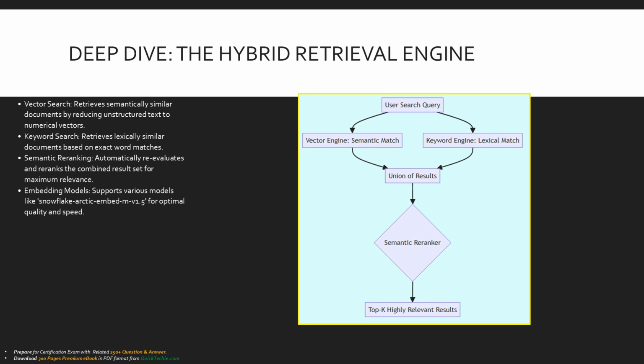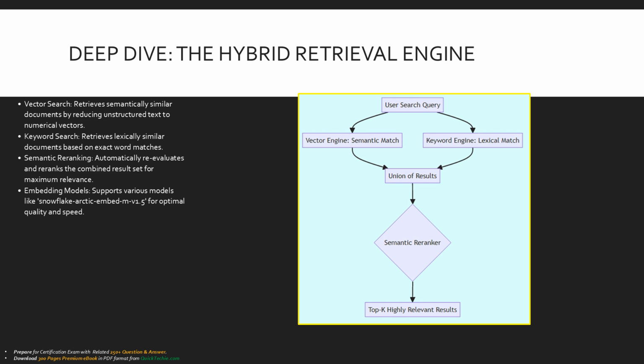To truly master Cortex Search, we must understand its core, the hybrid retrieval engine. Under the hood, Snowflake employs an ensemble of retrieval and ranking models to guarantee top-tier search quality without requiring you to be an AI tuning expert. When a query comes in, it executes two searches simultaneously. First, the vector search uses advanced embeddings to find semantically similar documents that mean the same thing, even if they use different words. Simultaneously, the keyword search looks for exact lexical matches, ensuring specific product names or IDs aren't missed.